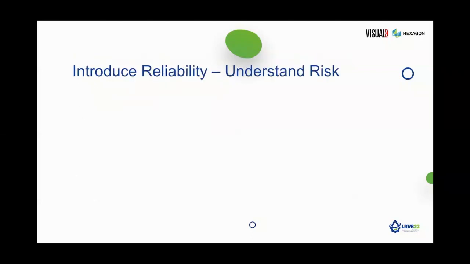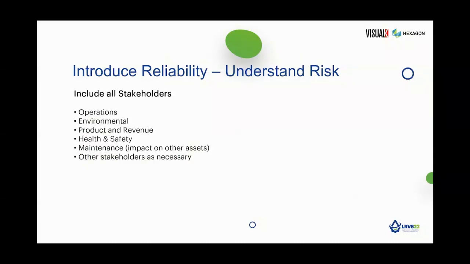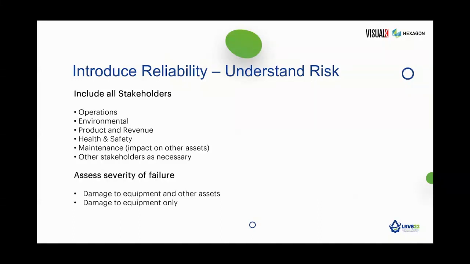Now, the other component about the introduction of reliability is to understand the risk related to the asset, right? So the first part here is to make sure that you bring in all the stakeholders, meaning the operations, the environmental, health and safety, the maintenance, and other people, perhaps your finance group, right? Then assess the severity of the failure. I mean, what would be the damage to the equipment itself, to other assets? What would be the damage to the equipment only?